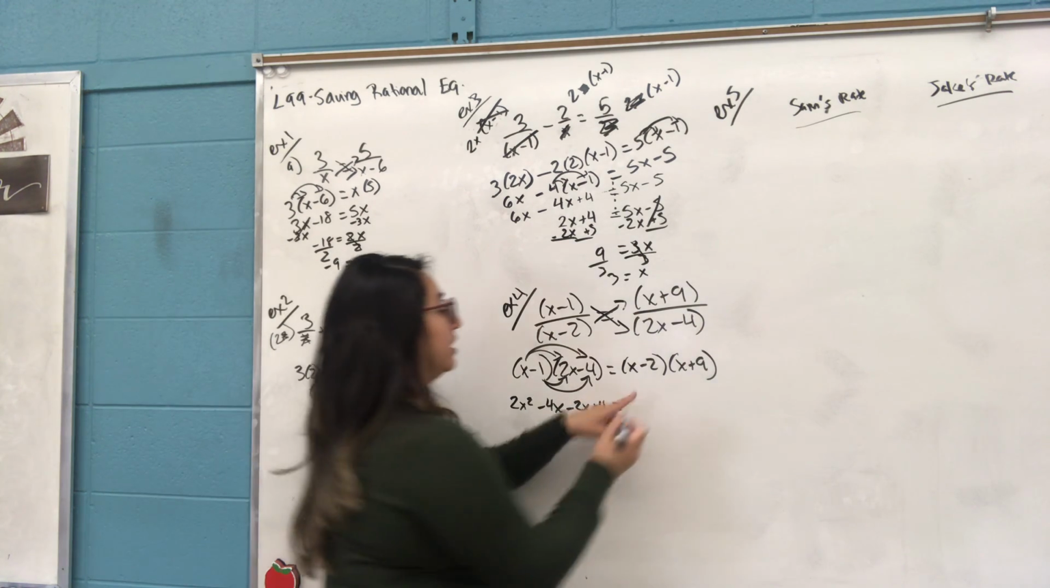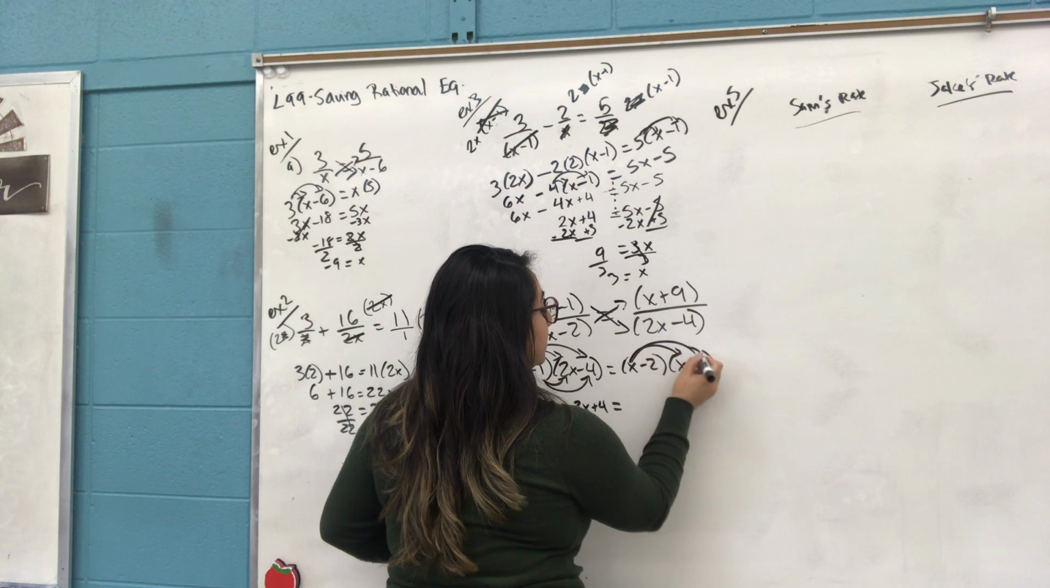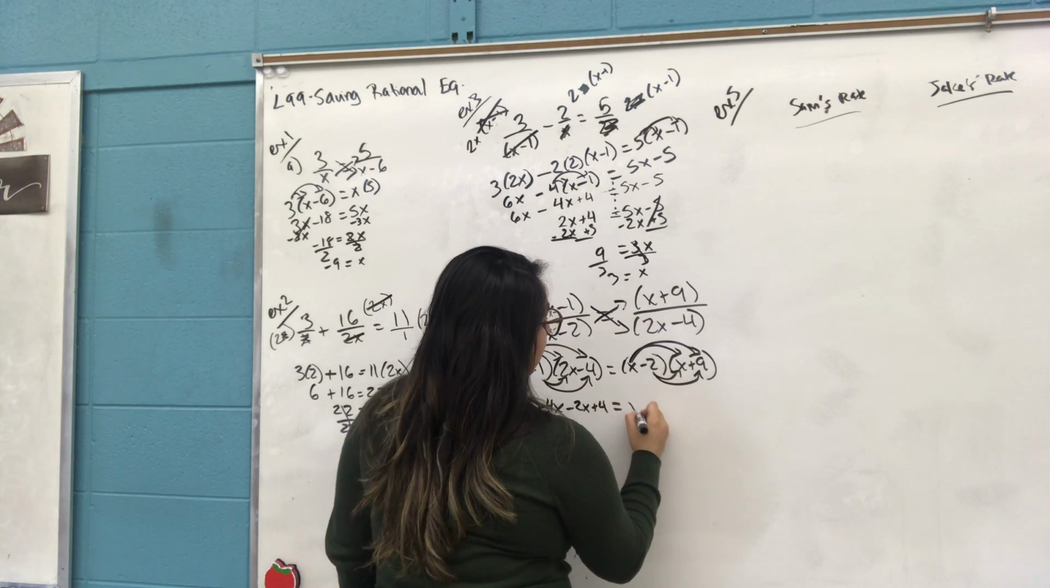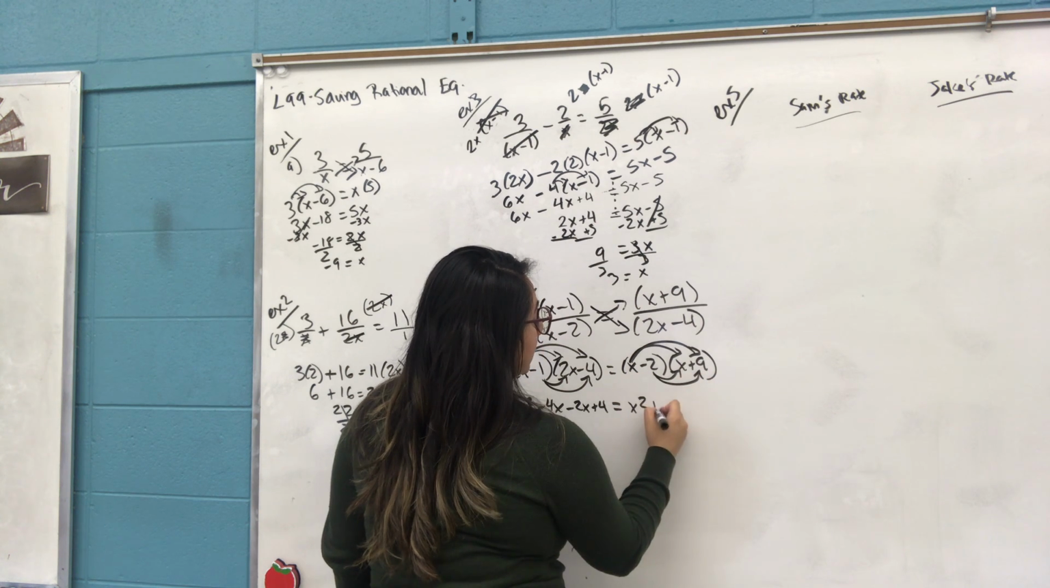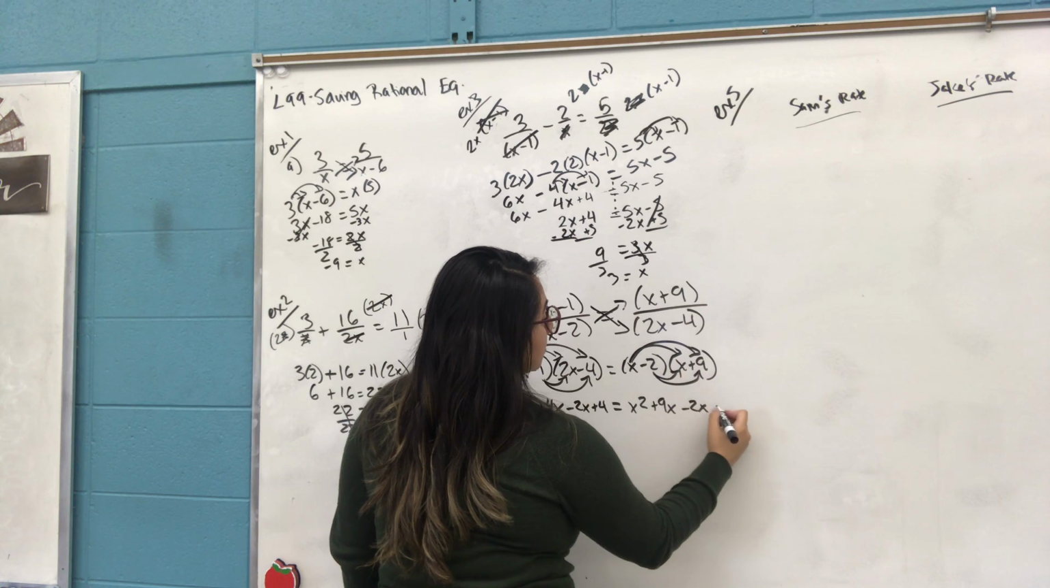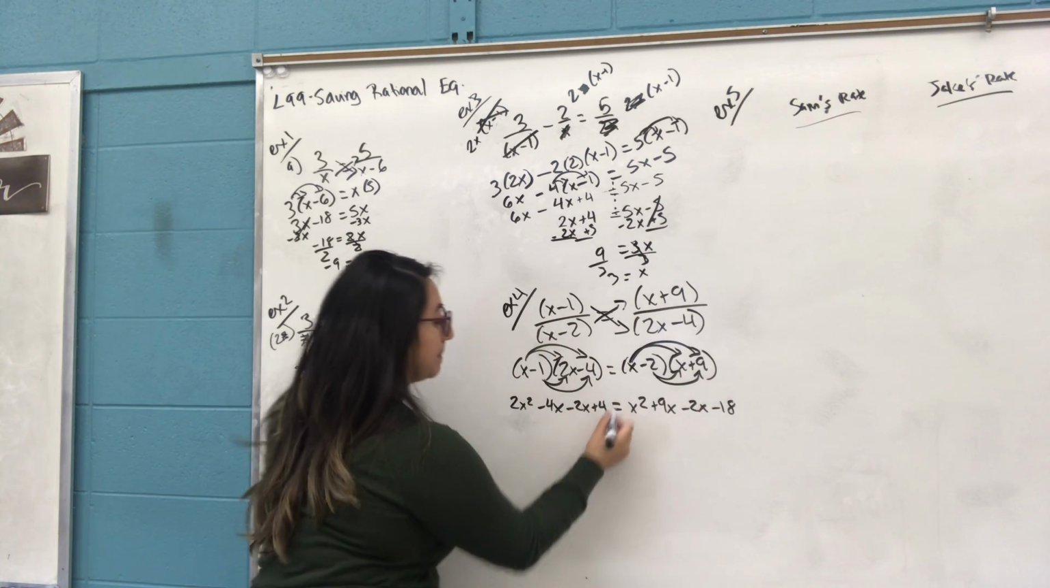Next one, let's go ahead and do the same thing. First, outside numbers, inside numbers, last numbers. So x times x is x squared, x times 9, 9x, negative 2 times x, negative 2x, negative 2 times 9, negative 18.